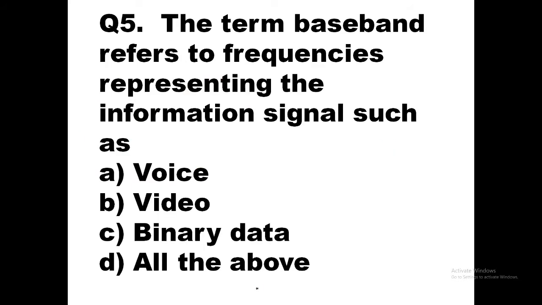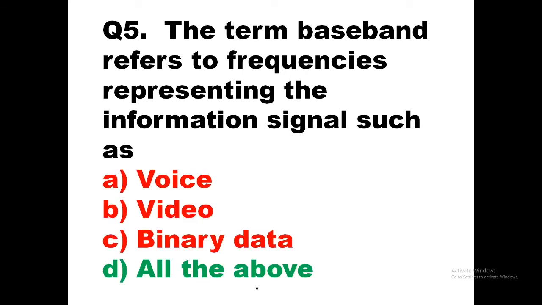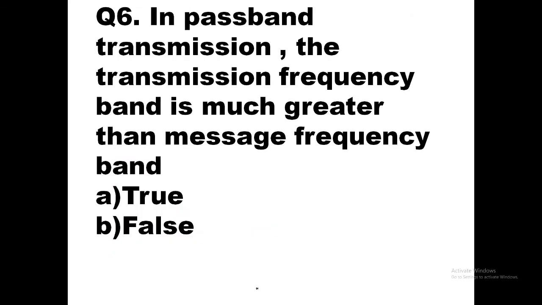Then we'll go to the next question, question number 5. The term baseband refers to frequencies representing the information signal such as voice, video, binary data, or all of the above. Voice is information, video can also be information, and binary data can also be information. Clear? So all three can be the term baseband, which refers to the information signal. The answer to question number 5 is D, all of the above.